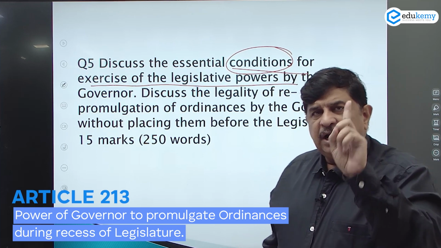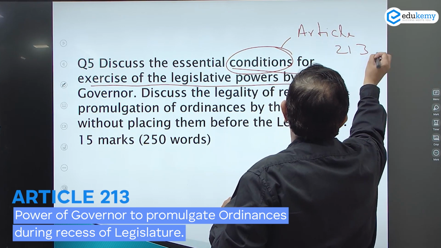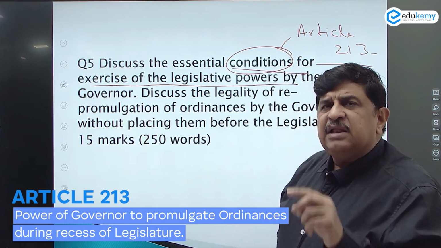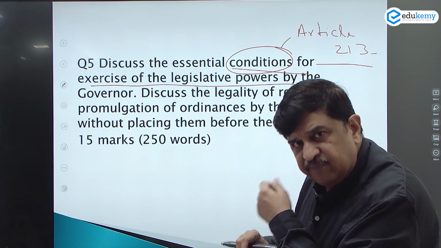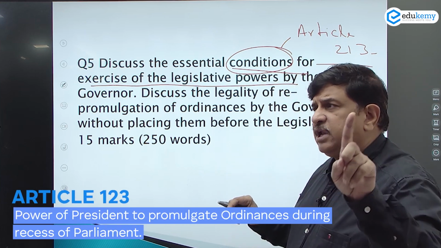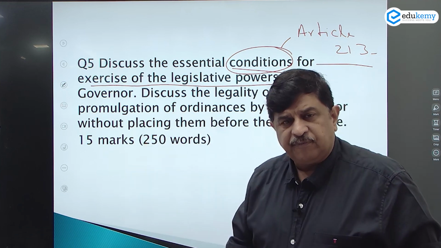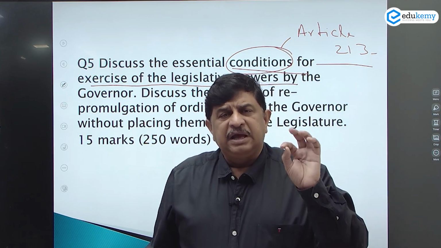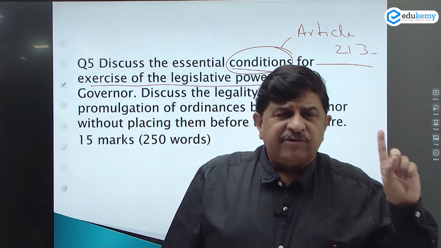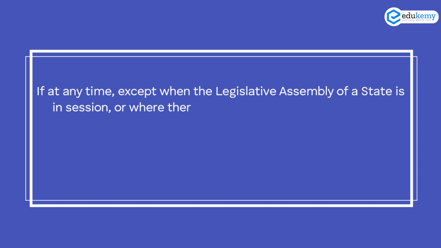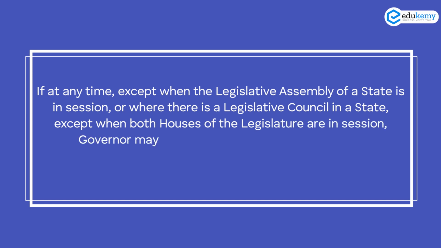Article 213, its knowledge will be important because it is a factual presentation. In case of the governor, the article that is associated with promulgation of ordinances is Article 213, okay, while in case of the president, it is Article 123. Anyway, let us be back here. So, discuss the essential conditions for the exercise of legislative powers by the governor. It is clearly written in Article 213 that the governor shall be competent to promulgate ordinances at all times except for the times when the legislative assembly is in session, okay, and if it is bicameral, then when both the houses are not in session, okay.